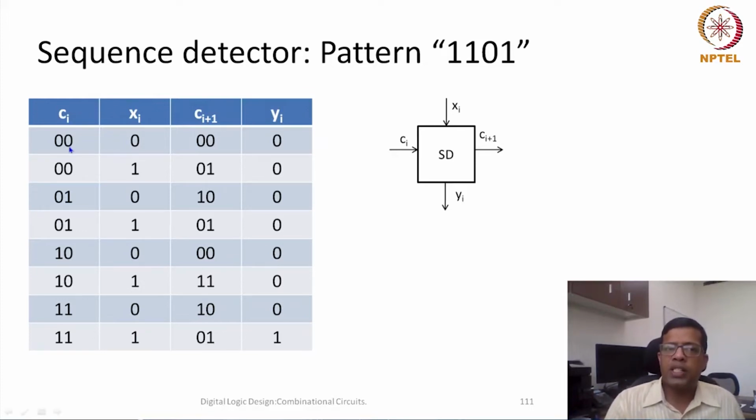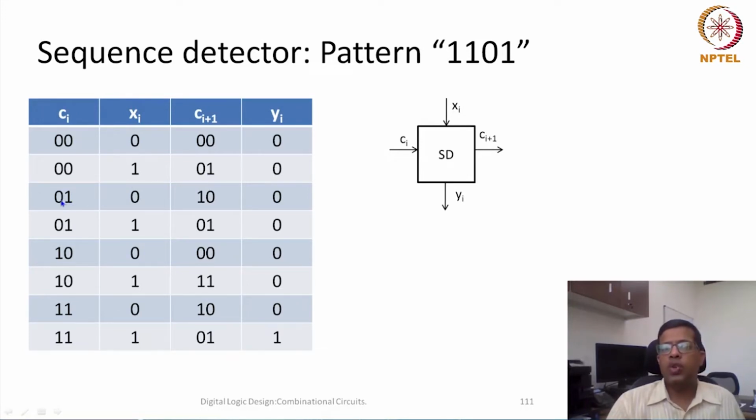Let us consider that the input is no bits have matched. Because no bits have matched, if my xi is 0, then again I have to say that no bit has matched. But if no bit has matched and the current input is 1, then I have to say that at least one bit has matched. Because one bit has matched, the output will become 0 1.